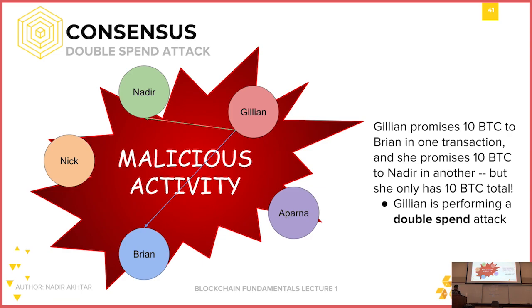It's going to look to Nick and Aparna like this transaction never happened, and it's going to look to Brian like he is the one who should be able to use those Bitcoin. So in a system where we come to agreements by just looking at individual transactions on our own, in silo, we are not able to protect against these double spend attacks. Does that make sense to everyone? Does anyone need any clarification? Ask now or forever hold your peace.